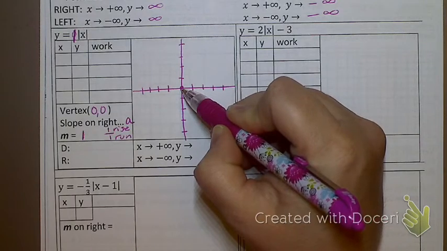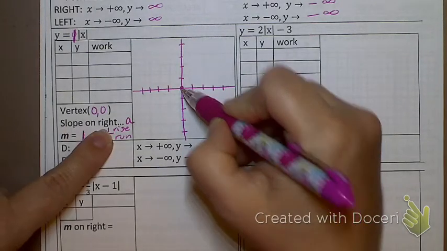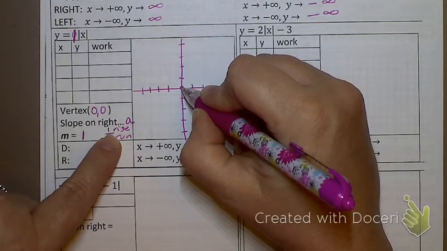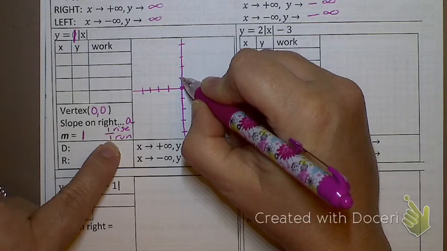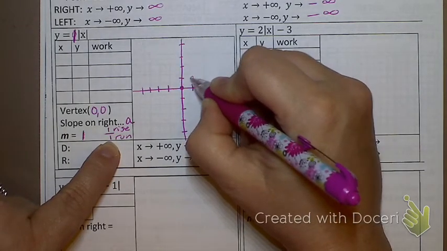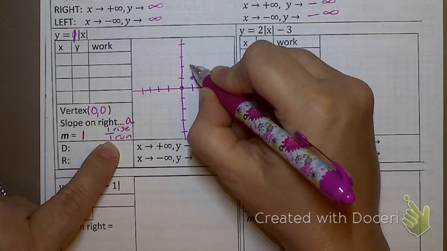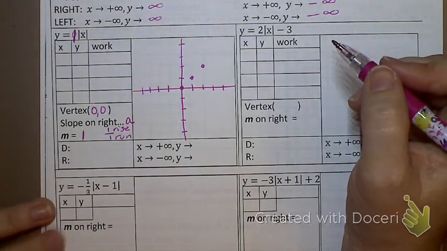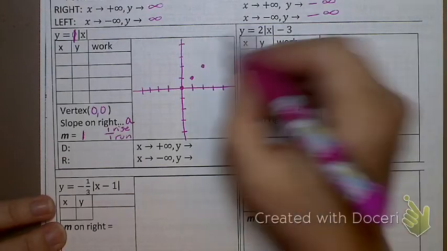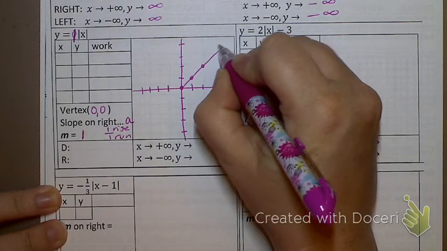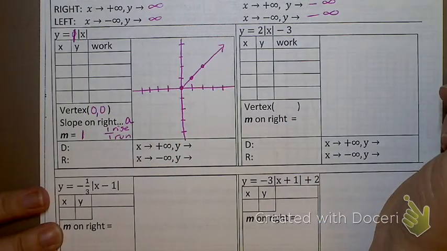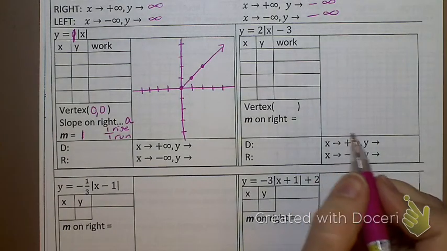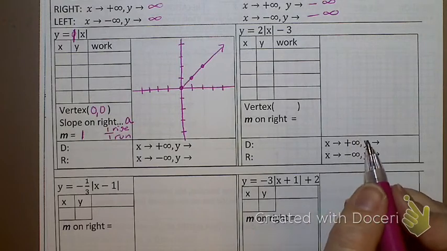Now, I'm going to use my slope. Notice it says slope on the right. So I am going to go 1 for my rise. What does that mean? Up 1, and then 1 for my run. To the right 1. Do that one more time. Up 1, right 1. So my first 3 points are right there. That is the right side of my V. Do we always do 3? Mm-hmm. Your vertex being one of them. Now, that's half the V. The other half is a mirror image.